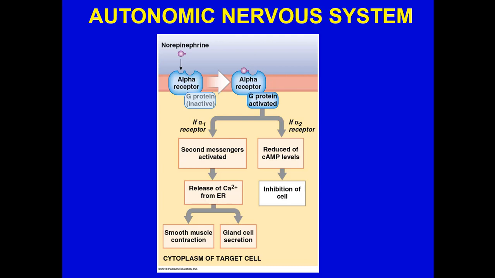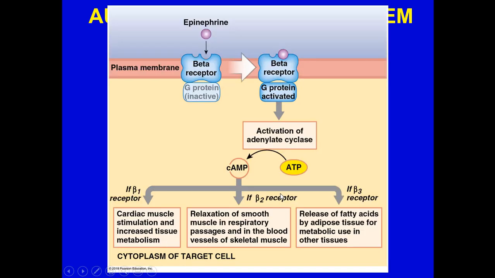Now, I bring up one of these simple charts that shows you norepinephrine binds to an alpha receptor, activates a G protein, and if it's alpha 1, you go through secondary messengers, the release of calcium from the ER, and these are the results. Smooth muscle contraction, glandular cell secretion. If it's alpha 2, you have reduced cyclic AMP levels and an inhibition of the cell.